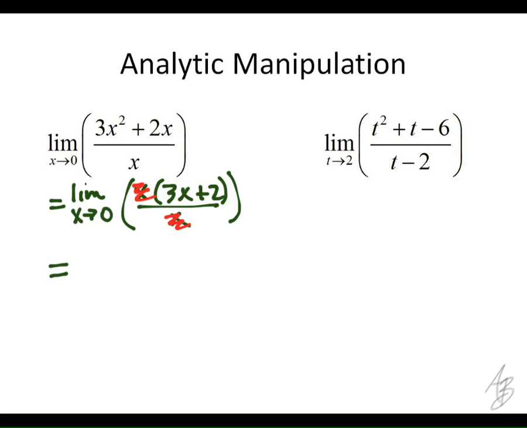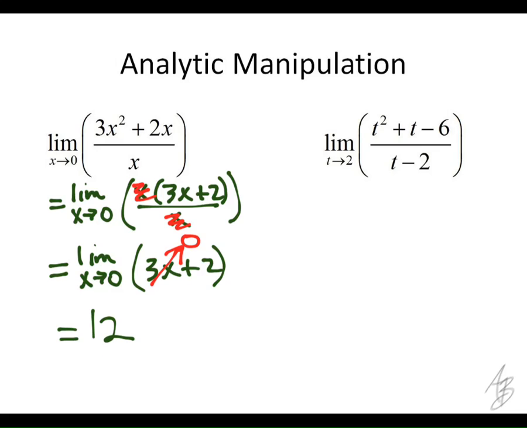So this is the same thing as saying the limit as x approaches 0 of 3x plus 2. Now can I use direct substitution? Yes. I could just plug in 0 here. We can see here that this term is going to become 0 because 3 times 0 is 0. And what do we end up with? Yeah, 0 plus 2, which is 2. Does that make sense?